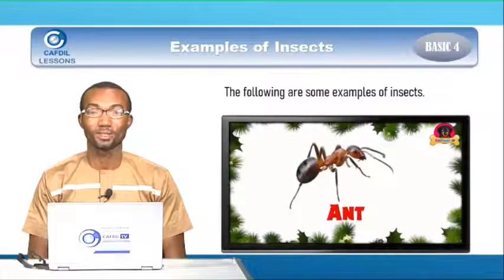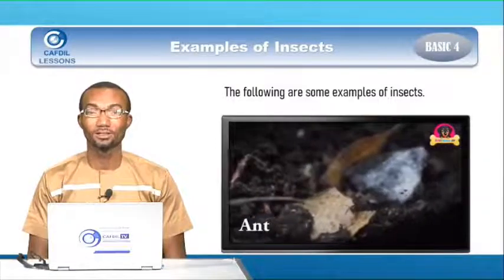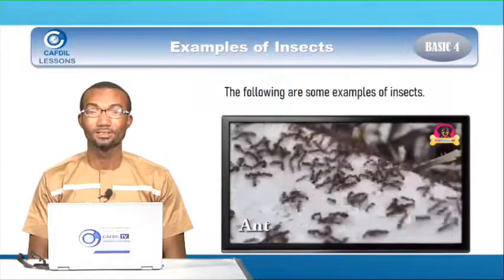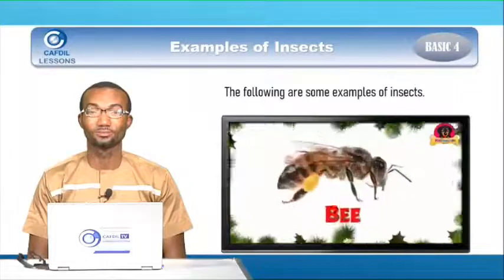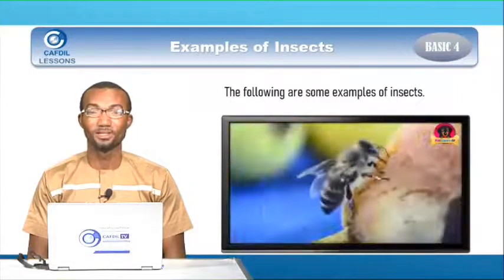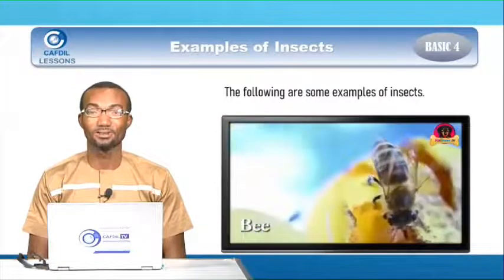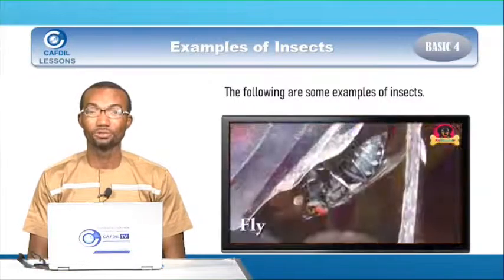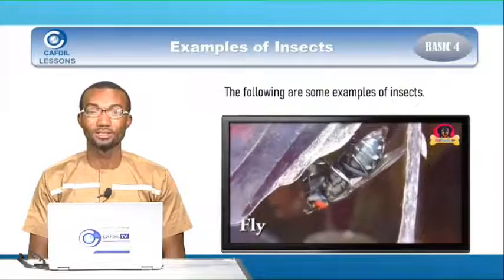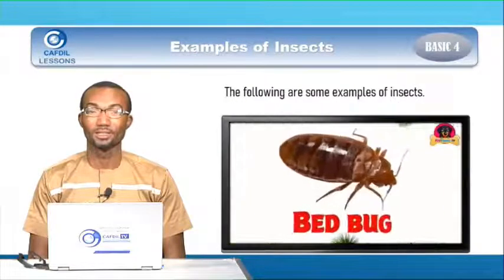The next one is ants. We see ants all around. They like sweet things. When you leave your bread, your sugar, or anything very tasty, the ants will rush to it within a few minutes. The next one is the bee. The bee is also an example of insects, and we get honey from bees. Cover your food so that houseflies will not come on it and spread diseases.